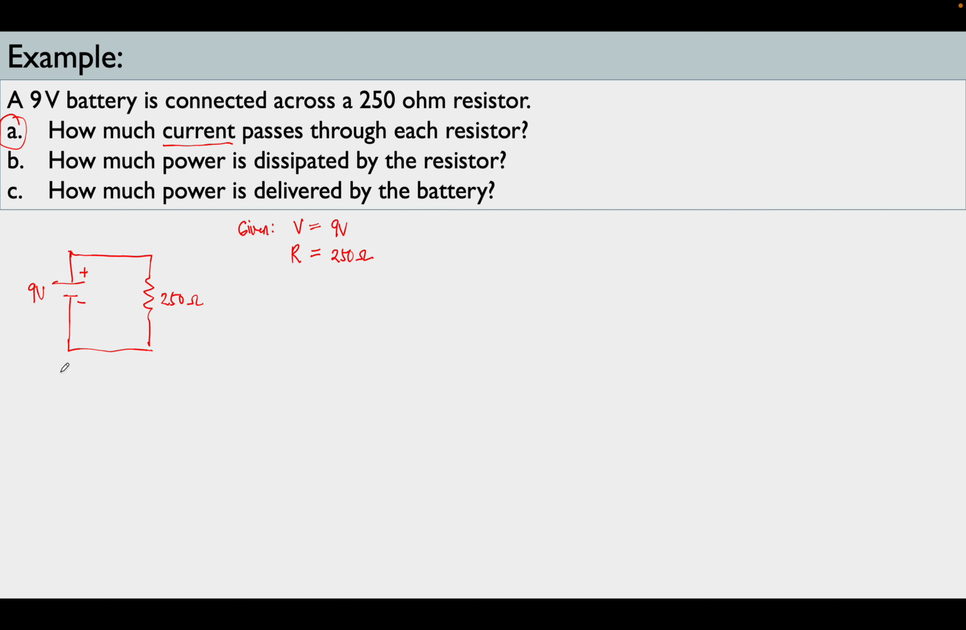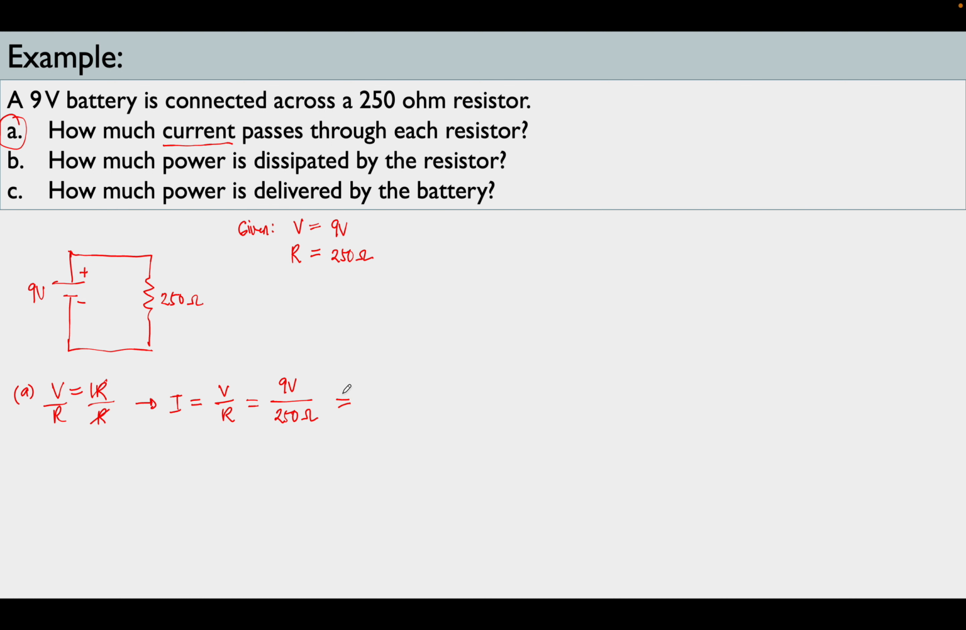Now for letter A, we will be using Ohm's law, which is V is equal to I times R. So since we are solving for the current, divide both sides by R so that it will be cancelled out. So current is equal to V over R. So we have the value of V as well as the resistance, so we can solve for the current I. So we have 9 volts divided by 250 ohms.